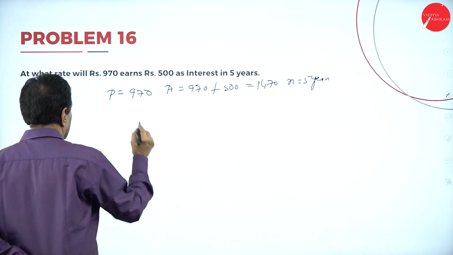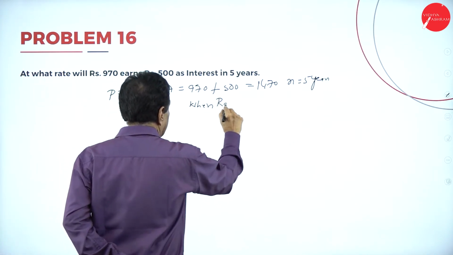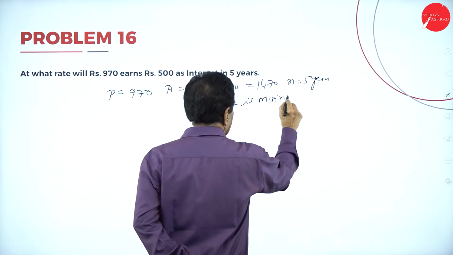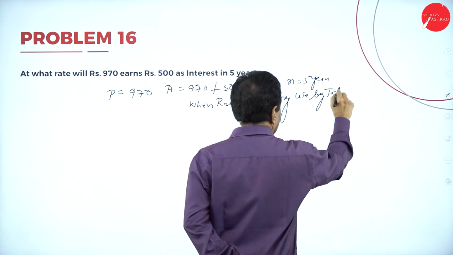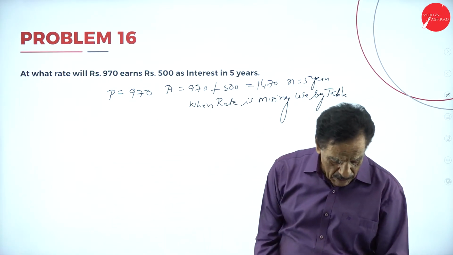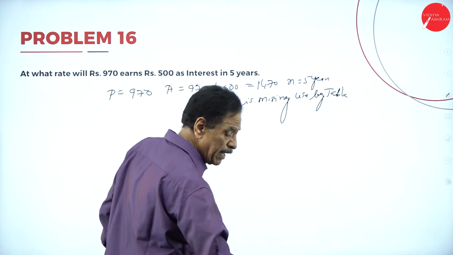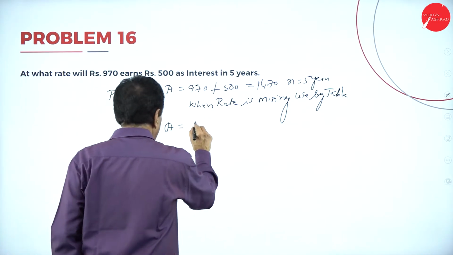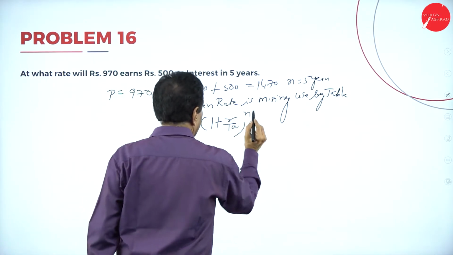Rate. When the rate is missing, use the log table. We'll go with the log table. Apply A is equal to P into (1 plus R over 100) to the power of N.